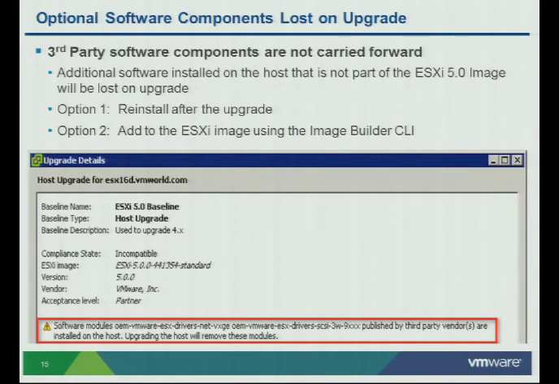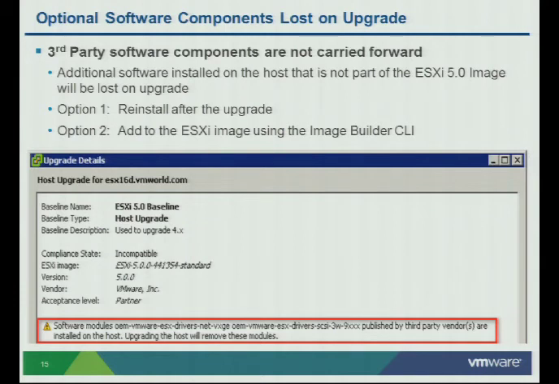If you see this warning, you have a couple options. There are two on here; I'm going to talk about three of them. Option number one is you can always just reinstall that software package after the upgrade. So you can go out and get the VIBs from the vendor, do the upgrade, and then use the ESXCLI command to install those onto the host after the upgrade.